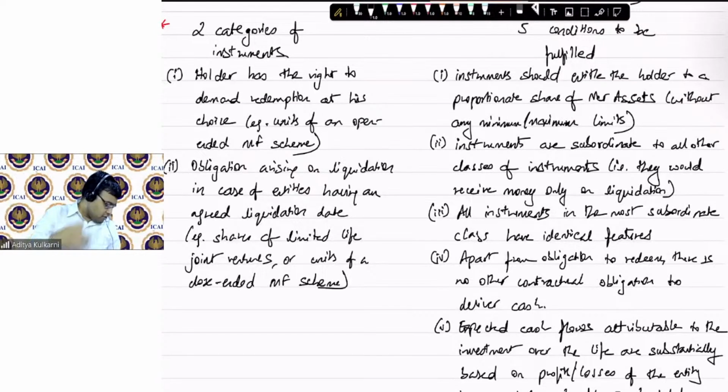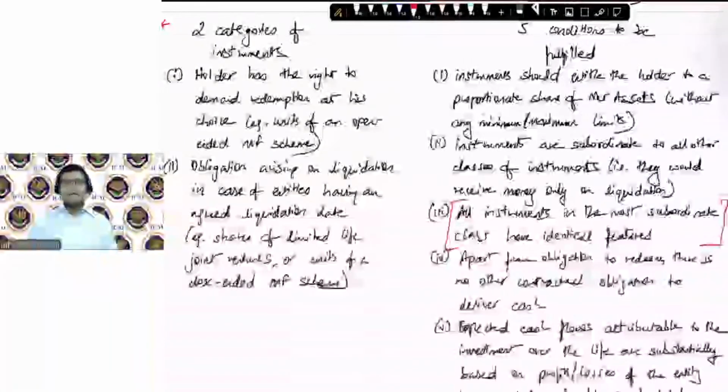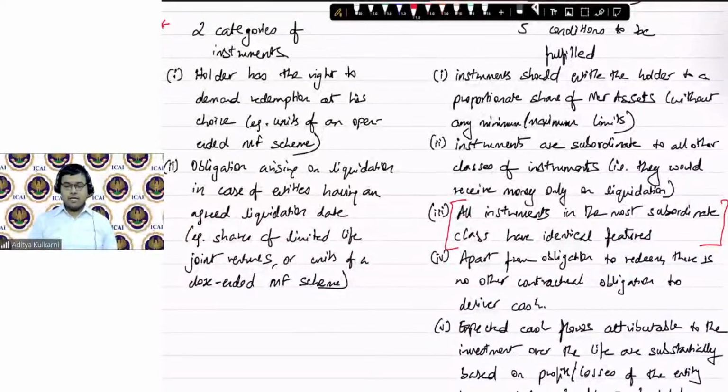Are you able to follow? So you will have to test these conditions only if the instrument has puttable features or the life is limited. You tend to get confused. Now it appears that shares with differential voting rights are going to be excluded from here because though they are subordinate, they do not have identical features. That is not the intention of this.